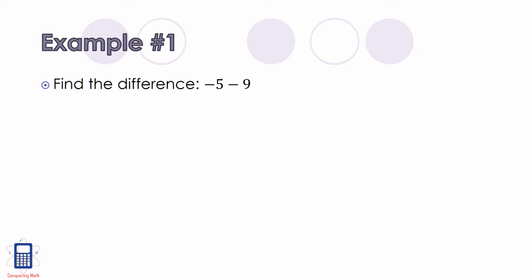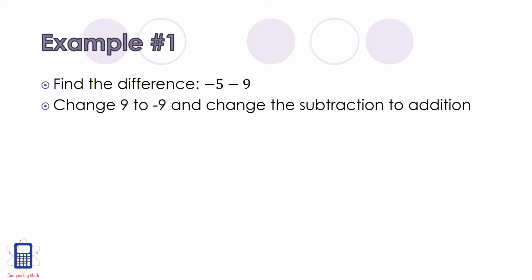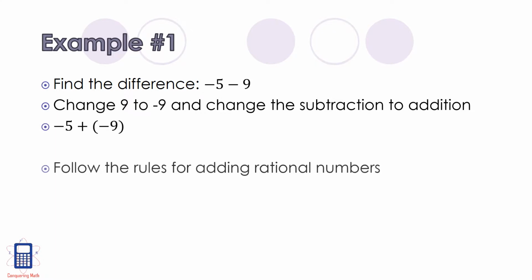So let's take a look at example number 1. We need to find the difference of negative 5 minus 9. So the first thing we have to do is change 9 to negative 9, and change the subtraction sign to an addition sign. So instead of negative 5 minus 9, now we have negative 5 plus negative 9. Now we need to follow the rules for adding rational numbers, and we know that negative 5 plus negative 9 equals negative 14.